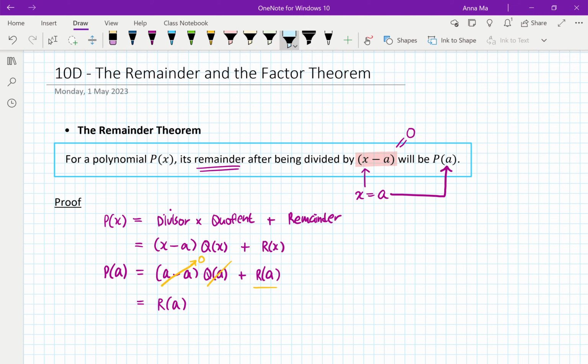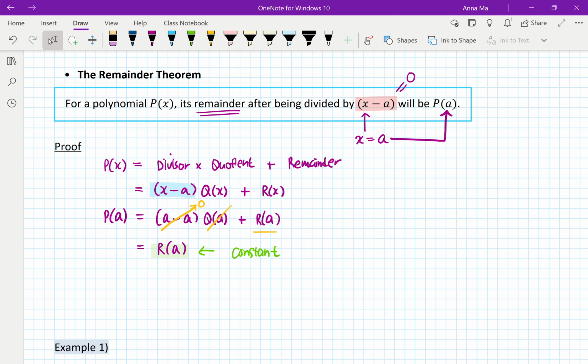But if I already know the divisor is going to be a linear, I know that the remainder has to be less degree, because if the degree was higher, then we can divide further. So that has to be a single constant, which means it's just going to be a constant remainder. And that's pretty much it for a remainder theorem proof.